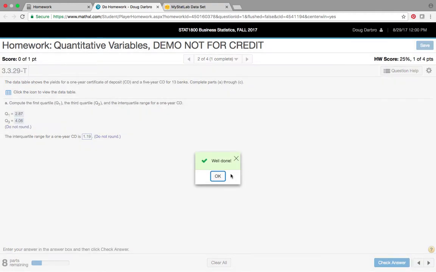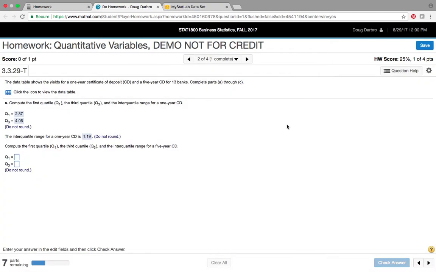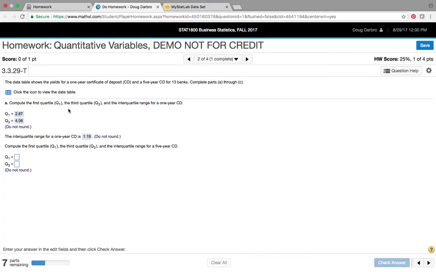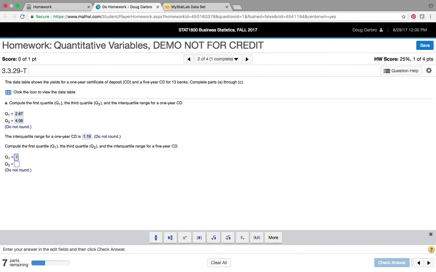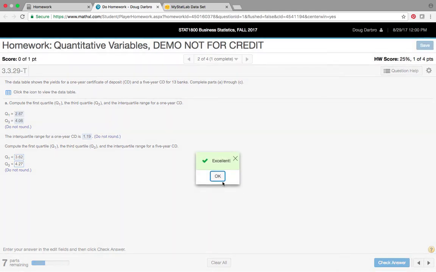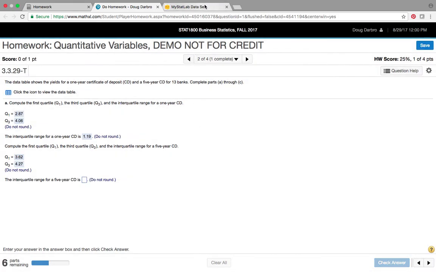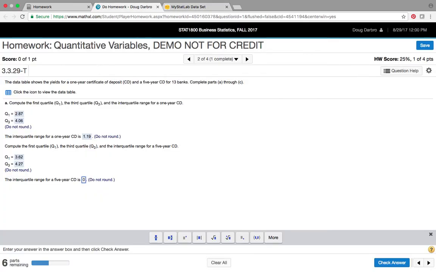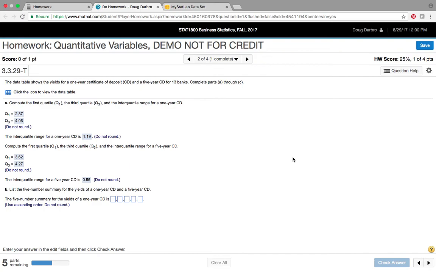Now, what is the IQR? The IQR is actually the range of the middle 50% of our measurements. So now I want Q1, Q3 and IQR for the 5-year CD, so I have that: 3.62 and 4.27. And people told you statistics would be hard. No way. Well, it does kind of get harder later. The IQR is 0.65. Guys, I think you can enter 0.65 or just 65, I'm pretty sure. So, all right, guys, the interquartile range.